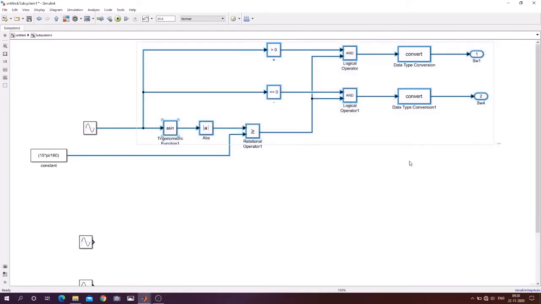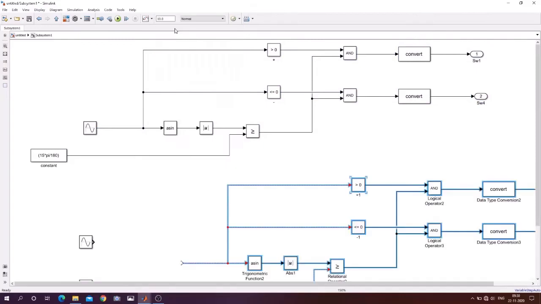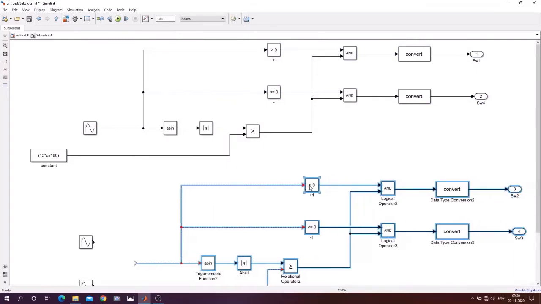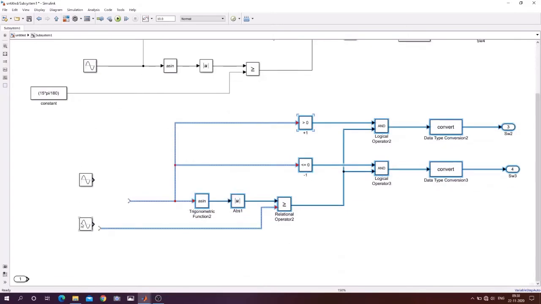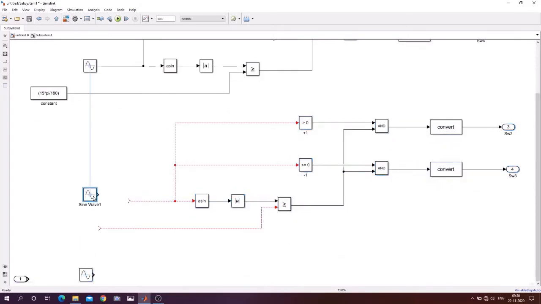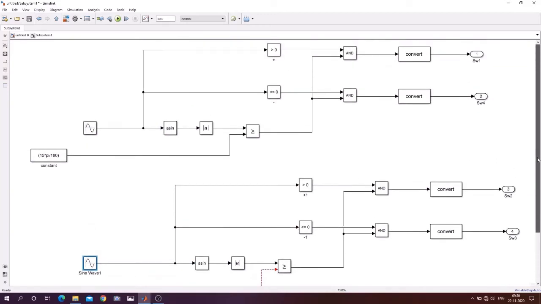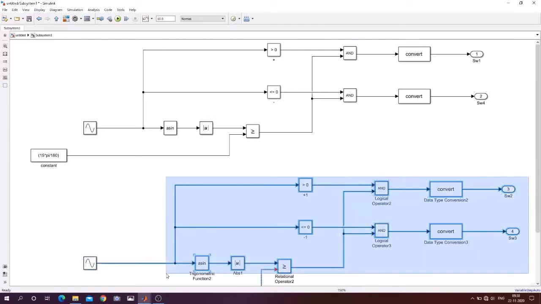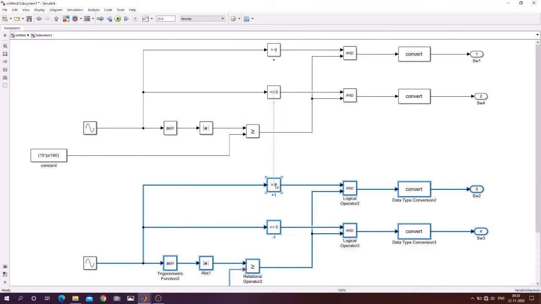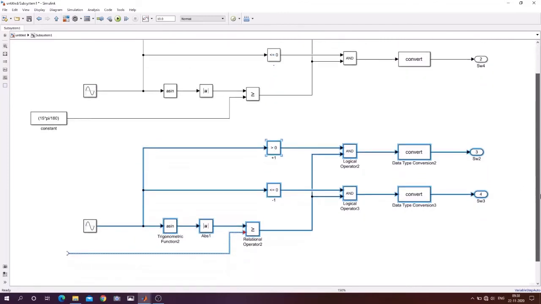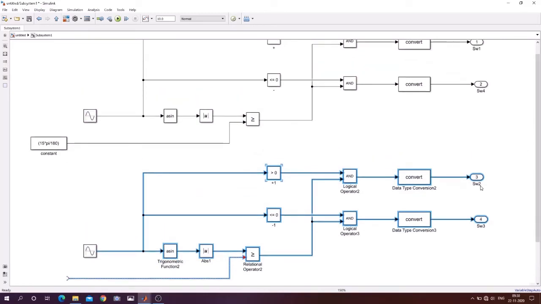So I will just copy it and I will paste it over here. So this is my next phase sine wave. Everything is according, but here switch 3 and 6 should come out.